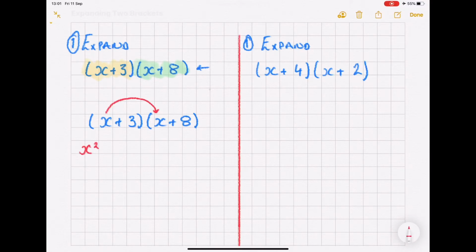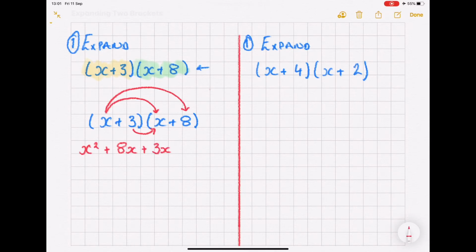And then we take our first x again and we times it by the second thing in the second bracket. So x times positive 8 is plus 8x. Now we've timed x by everything in the second bracket. Now we want to times this 3 by everything in the second bracket. So we take this positive 3 and we times it by the first thing. So positive 3 times x is plus 3x.